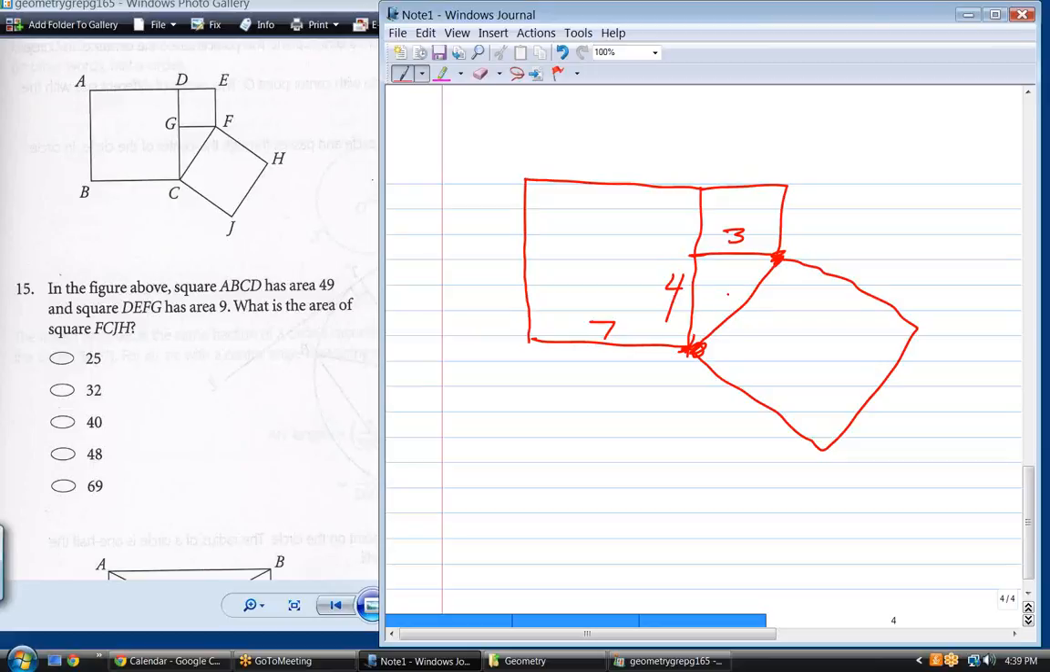And notice that that is a 3, 4, 5 triangle, which is what you're usually going to be looking at. They love 3, 4, 5 triangles. So when you see a right triangle that has a 3 and a 4 in it, you don't generally have to go through the Pythagorean theorem. You can just know that the hypotenuse is 5. Okay, so what's the area of this square right here?